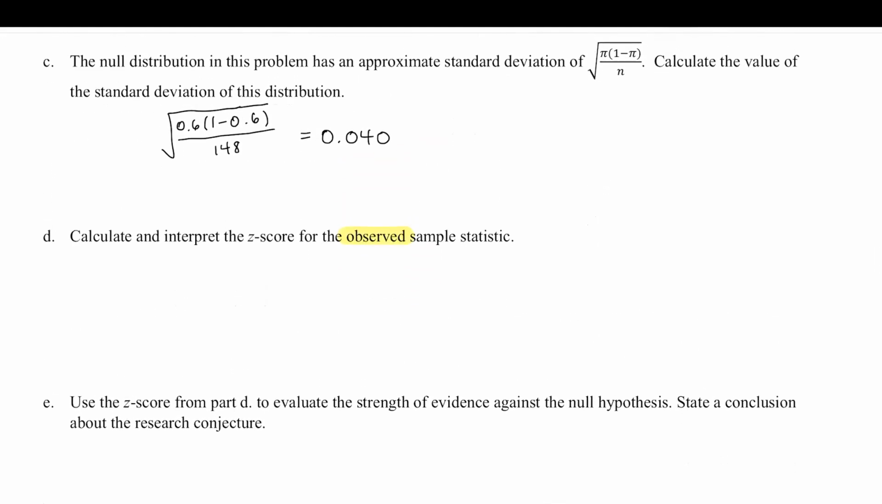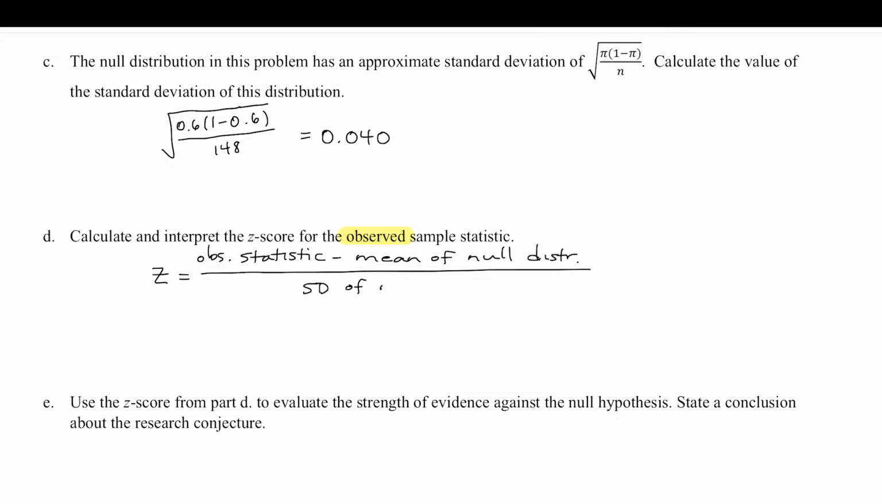All right, next, calculate and interpret the z-score for the observed sample statistic. Again, the word observed is highlighted just because I don't know how that happened, but it doesn't mean anything important. So the z-score formula is also on your formula sheet. That is the observed statistic minus the mean of the null distribution over the standard deviation of the null distribution. Now that's written out on your formula sheet.